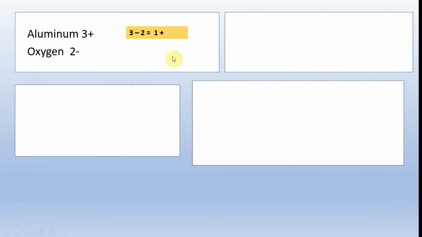Now, if we add this, we'll have an equation like 3 minus 2, right? Because the 2 is negative. 3 minus 2 equals 1. In this case, the 1 will be positive. So that means it's not neutral. So maybe you can think, okay, we have less oxygen. Let's add another molecule of oxygen.